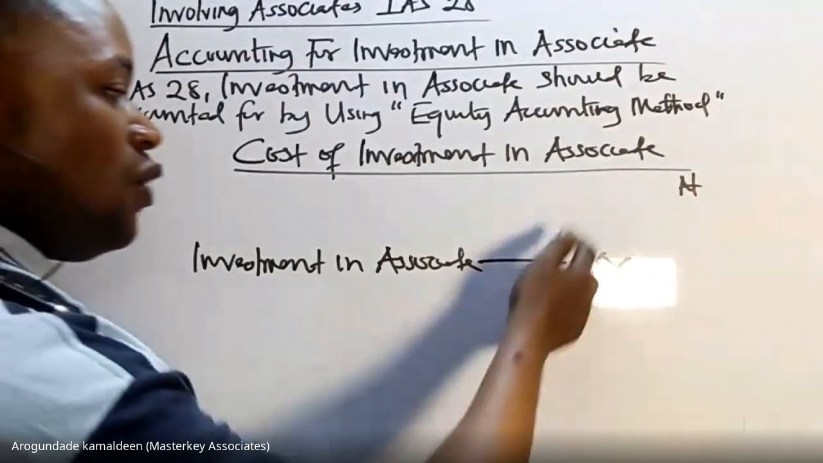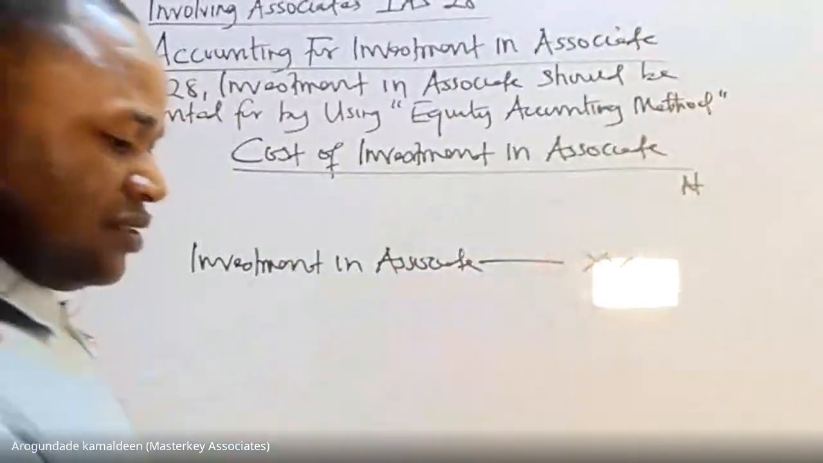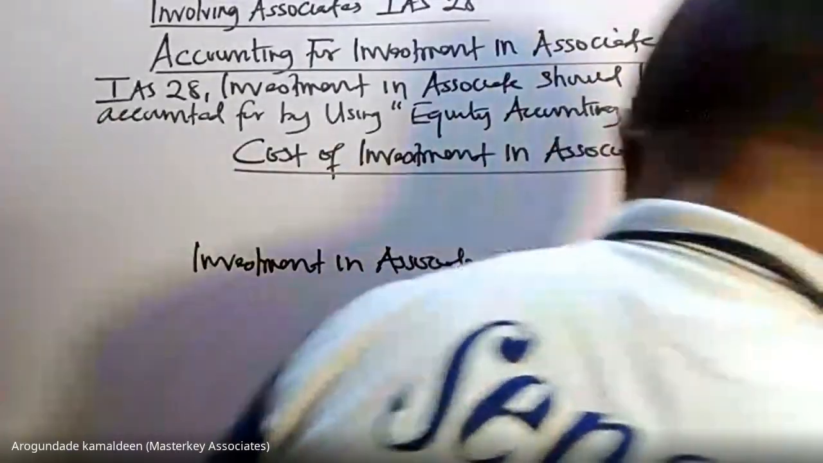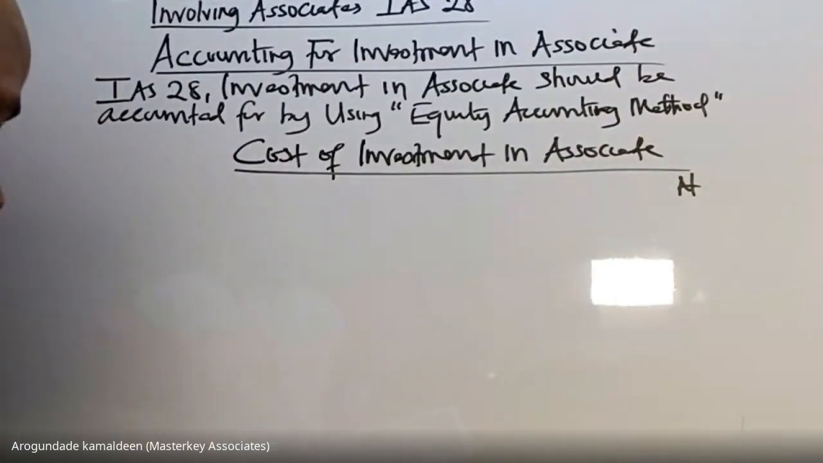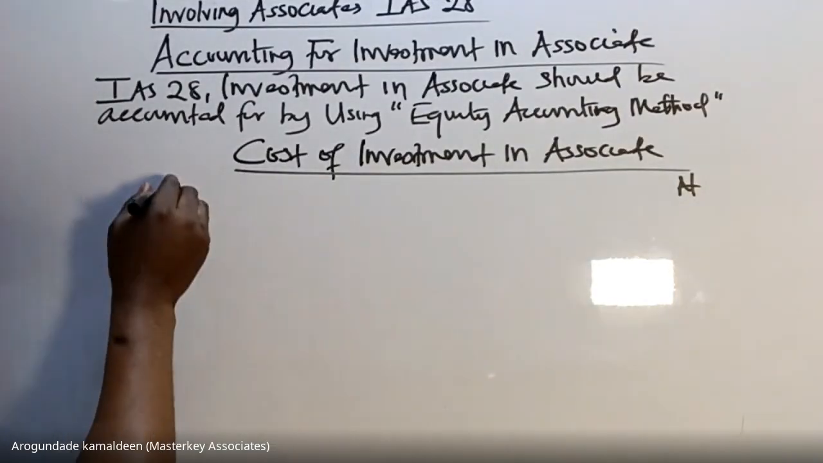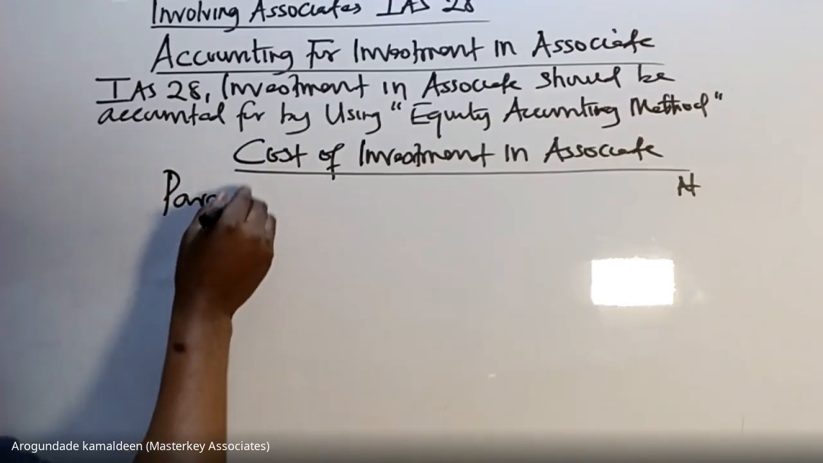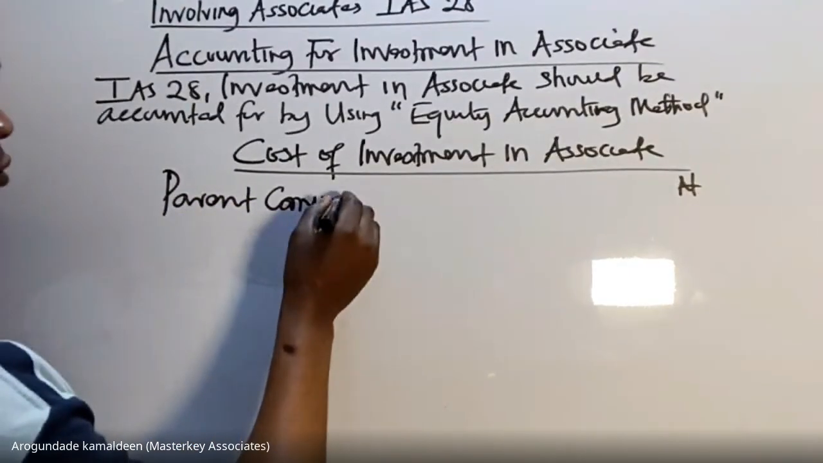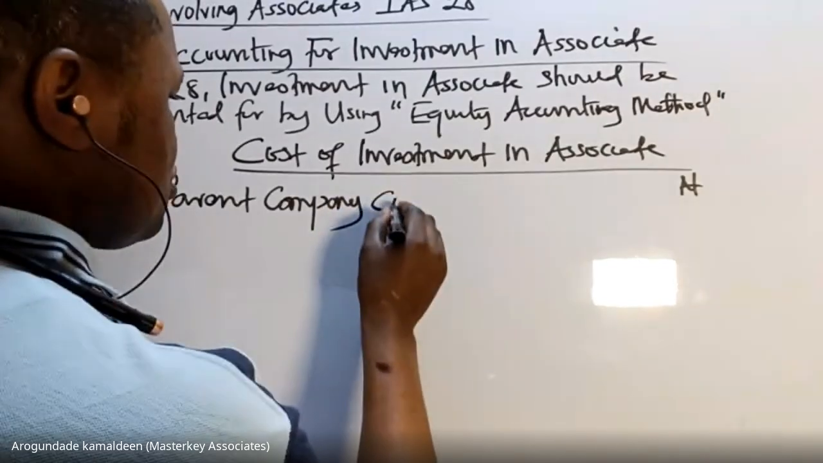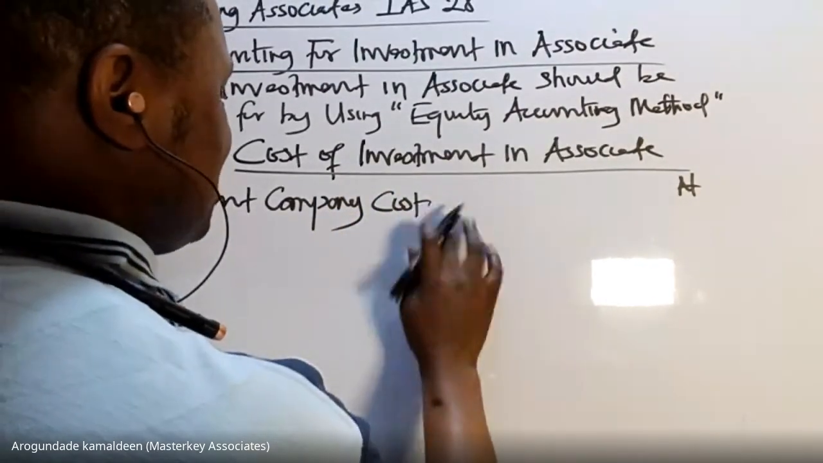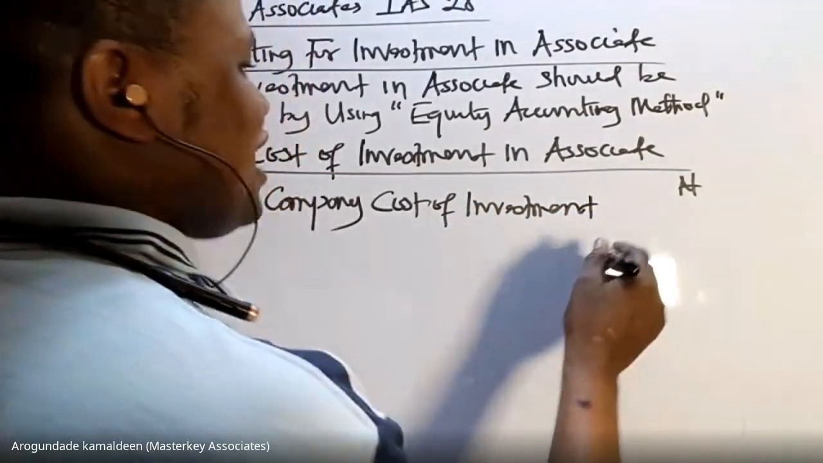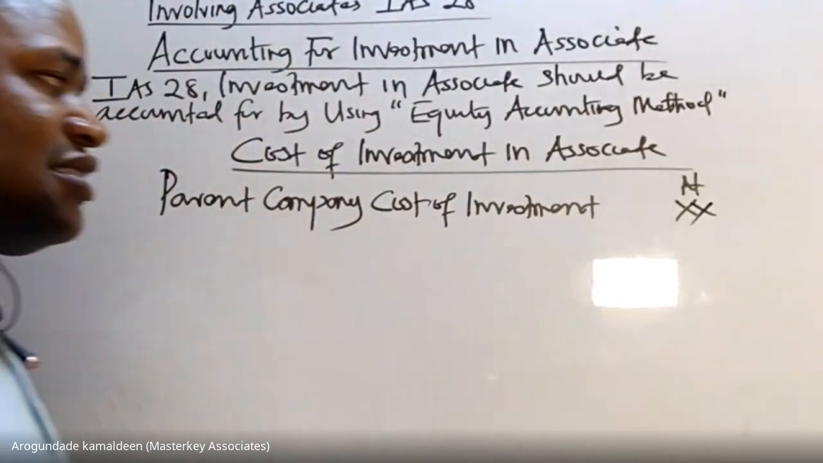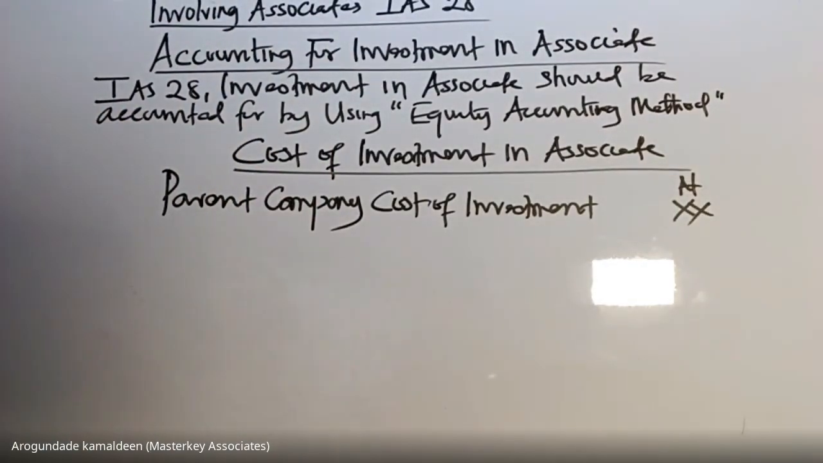So in order to get this, you are going to do this workings. What is the first thing now? The parent company's cost of investment in associate. What is the amount I incurred, I actually invested?